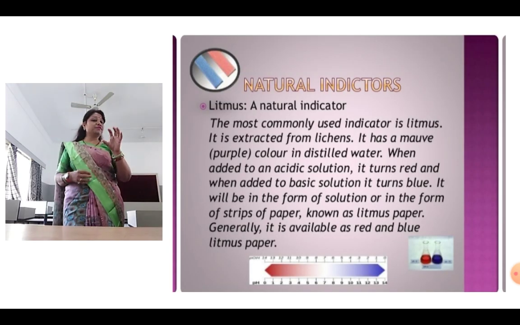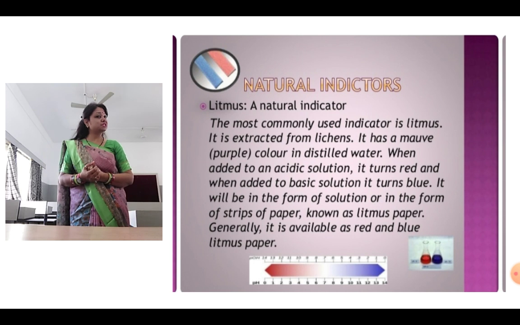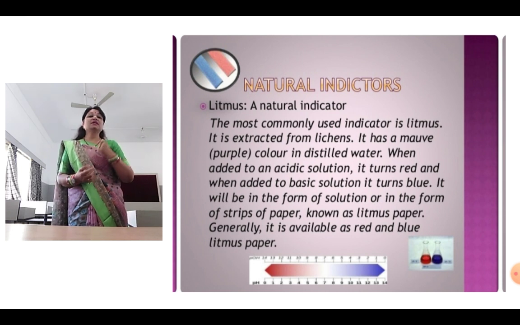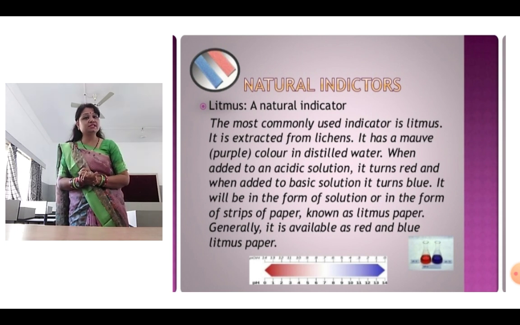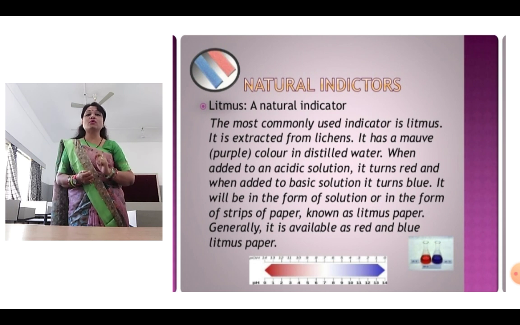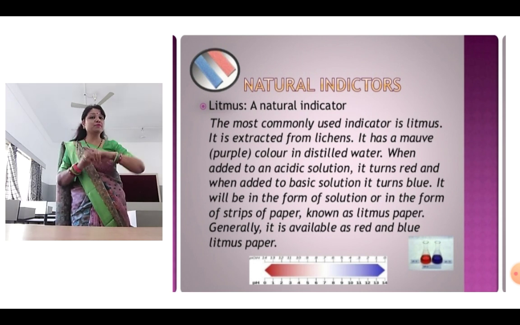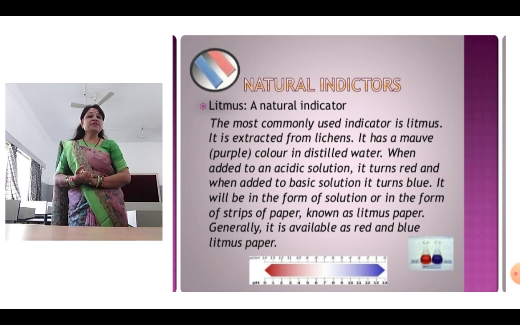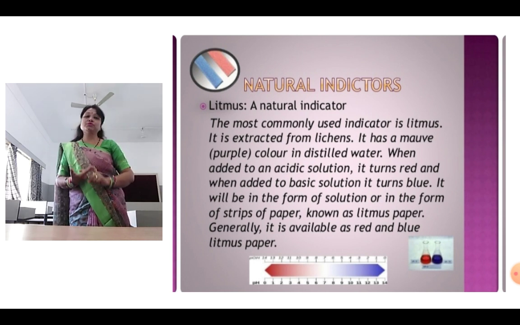Now, again a brief about litmus, that is a natural indicator. We have discussed it in the previous session, the litmus paper. It is the most commonly used indicator. It is extracted from lichens. It has a purple color, that is mauve color, in distilled water. When added to an acidic solution, it turns red, and when added to basic solution, it turns blue. It will be in the form of solution or in the form of strips of paper. In the lab, I will show you, it is known as litmus paper. Generally it is available as red and blue litmus paper.